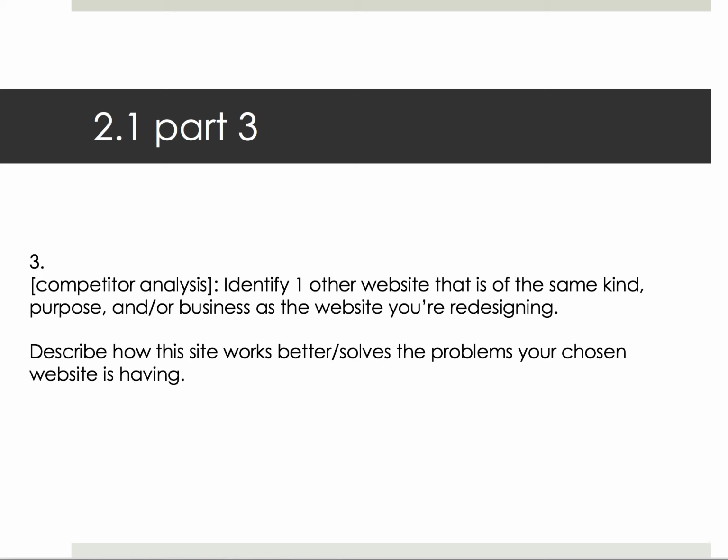So section 3 is a competitor analysis. This is the main part of the assignment. You're going to find one other website that is of the same kind, purpose, or business, but is a better designed website. You're going to describe how this works better or solves the problems your chosen website is having. For example, students that do the Yale Art School page, when they're proposing a redesign, look at OU's Art School page to show a better example and to demonstrate how much more effective and user-centered the page is. That is the third section of this assignment.